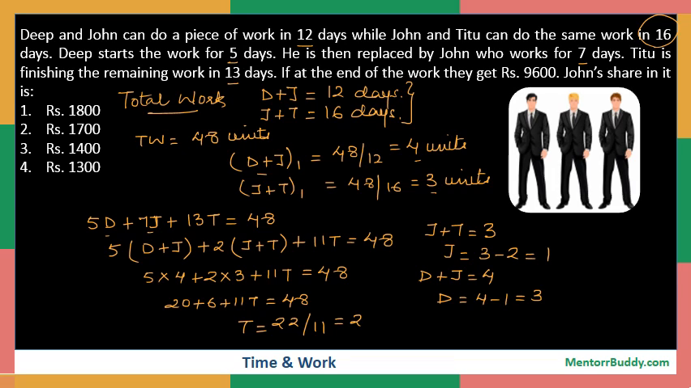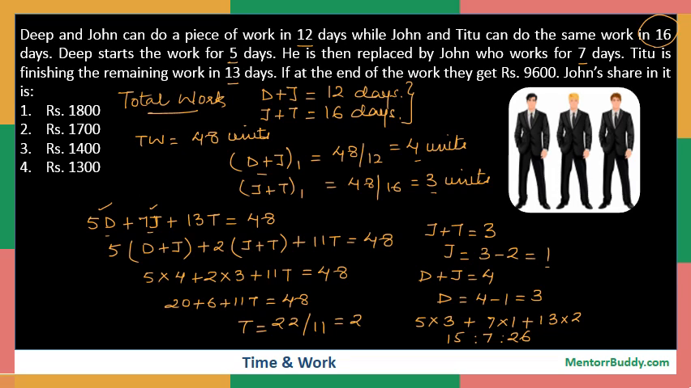That means if Deep works for 5 days, the amount of work done is 5 multiplied by 3. Plus if John works for 7 days, his amount of work is 7 multiplied by 1. And similarly, if T2 works for 13 days, it is 13 multiplied by 2. I'm just going to put the values separately: 15, 7 and 26. This gives me the ratio in which they have done the work, and this is the ratio in which they should be paid.